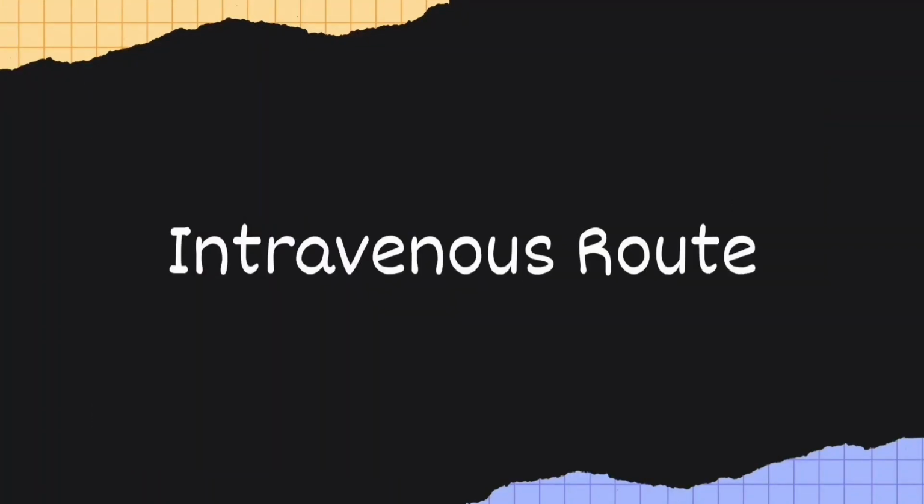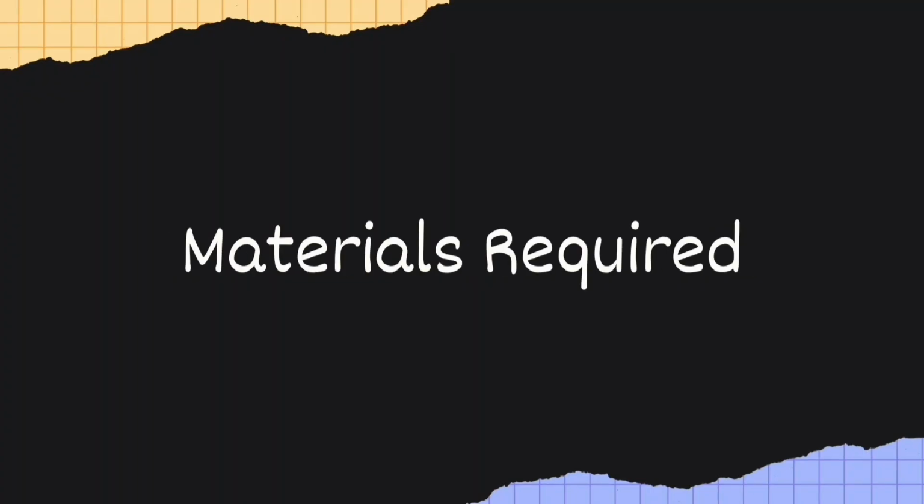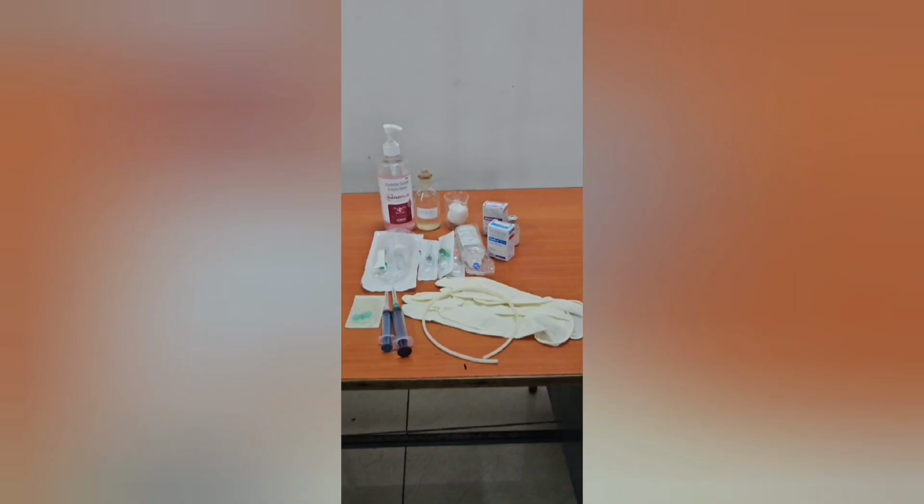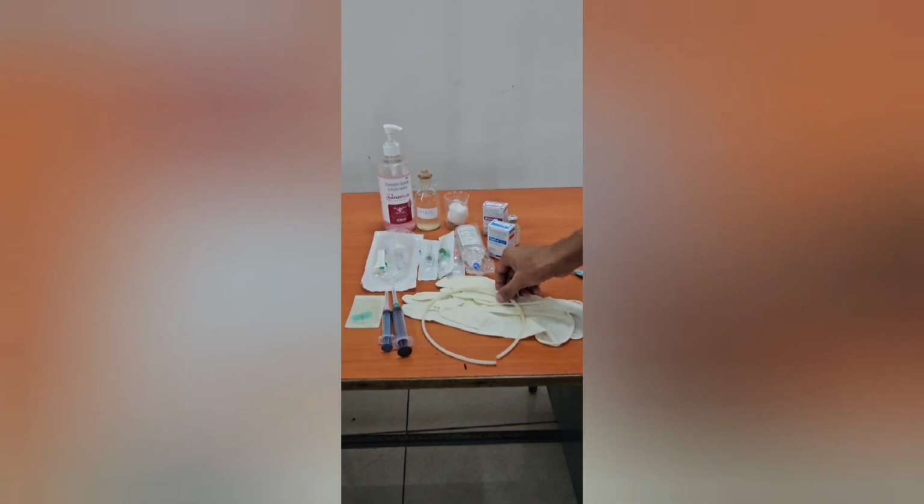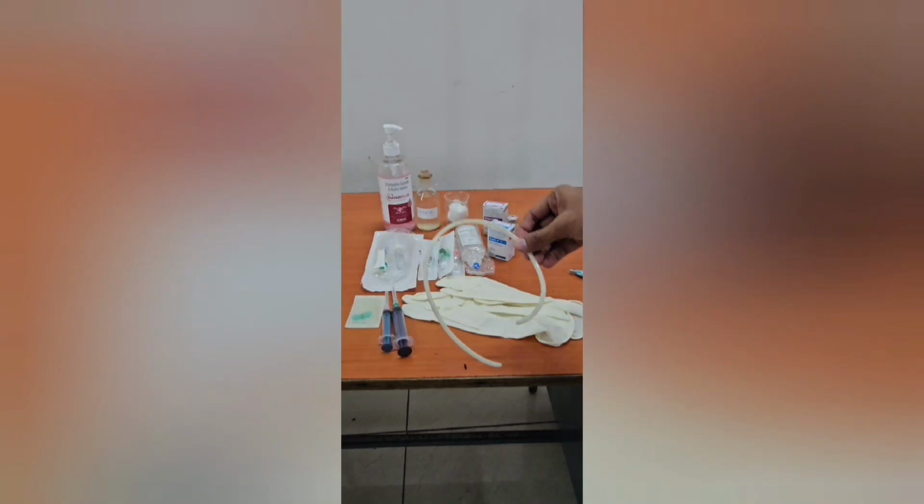Thank you. In this video, we will see about the intravenous route. In this route, the drug is injected as a bolus or infused slowly over hours in one of the superficial veins. Now we will see the materials required. The materials required are as follows: an alcohol-based hand rub, spirit, cotton ball, gloves. In IV route, we will be using a tourniquet to be able to access the vein better.